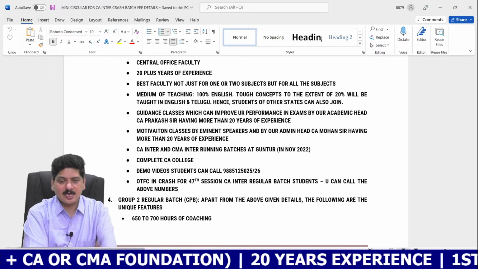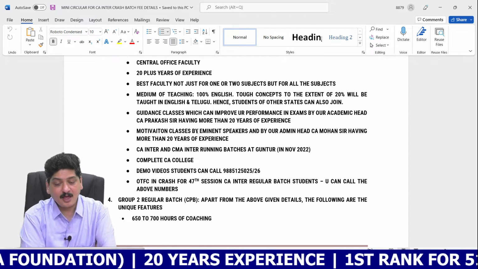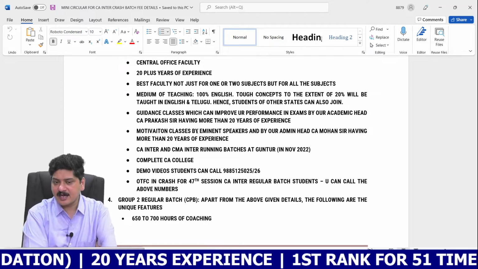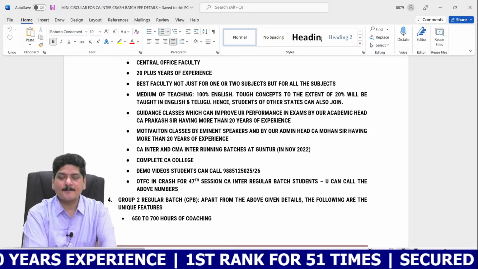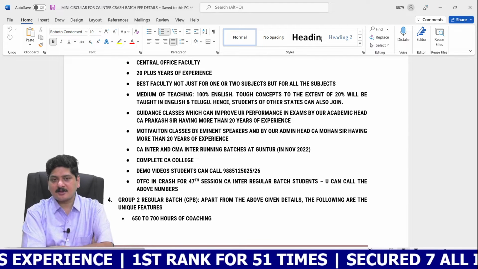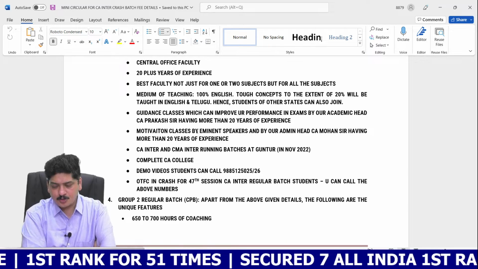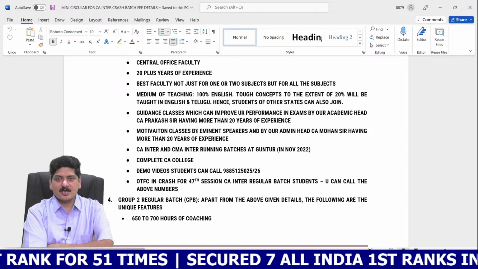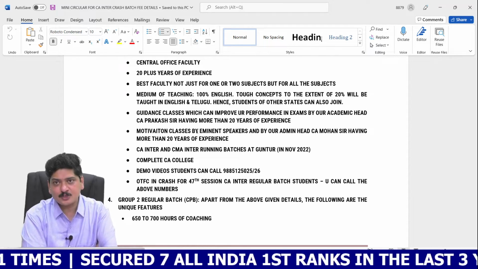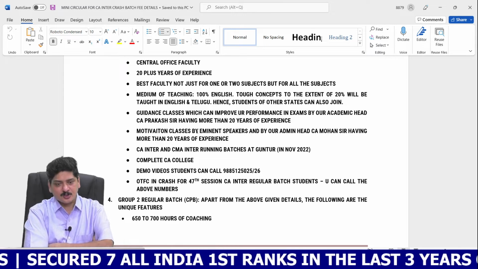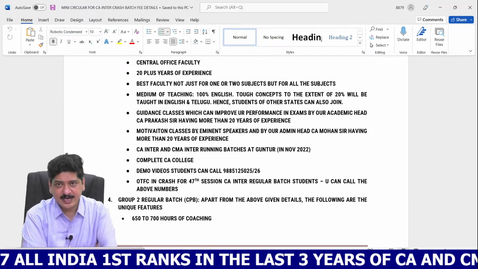We used to have CA Inter 47th session regular batches 1, 2, 3, 4, 5, 6, 7, 8. In addition to 8 CA Inter regular batches, we have 1 CMA Inter exclusive batch. In addition to that, in June 2022, we started CA Inter Group 1 crash batch and Group 2 crash batch and Group 2 regular batch as well. And again in August 2022, we started Group 1 crash batch and Group 2 crash batch for CA Inter.